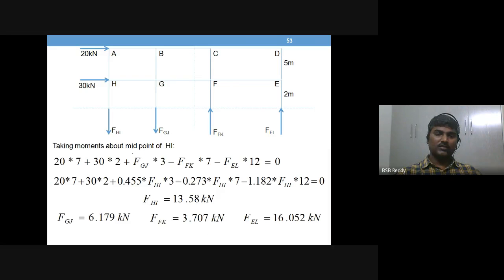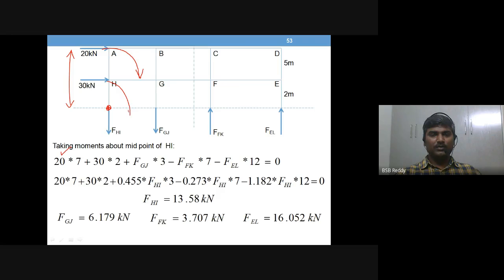Here is the change. Taking moments about this point. So you take moments about this point. So 20 is a clockwise moment, 20 into this distance, 5 plus 2, 7 meters.